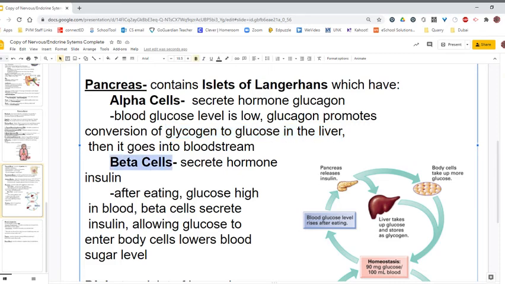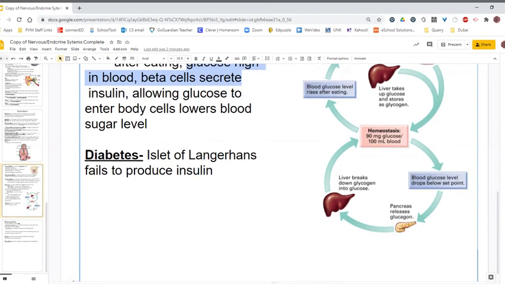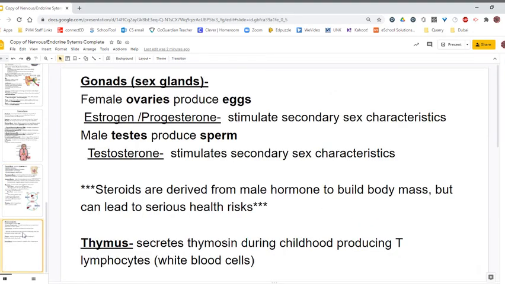Beta cells, on the other hand, secrete the hormone insulin, and after you eat, glucose levels get high, so the beta cells start to secrete insulin. That tells your body cells to take sugar out of the blood. The disorder we identified in there is the disorder diabetes. It's the failure to produce or respond to insulin. It can come in type 1 and type 2 diabetes. We'll discuss that further if we need to, but let's keep moving forward here with the gonads.